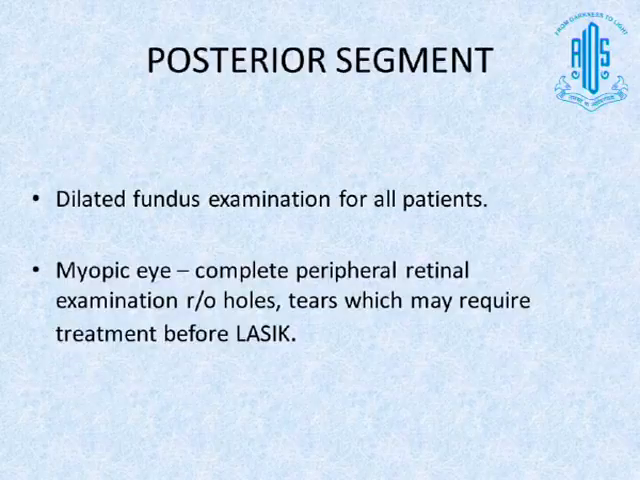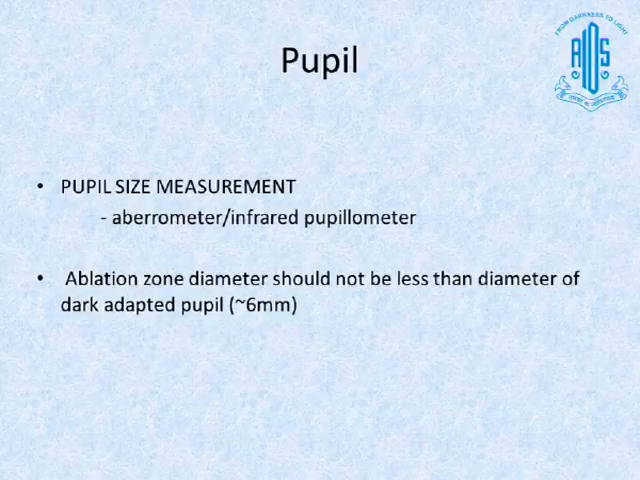A posterior segment evaluation is mandatory, very detailed. Look for any kind of retinal weakness, look for holes, tears, treat them before you start doing anything on the cornea. Another important measurement is pupils. Often we miss out checking the pupils. You need to do a pupillometry. Most of your topographies today do an automatic pupillometry and tell you what the pupil size is in resting light conditions and in dark. You should remember that your ablation should be at least 0.5 millimeters more than the dark adapted pupil size.